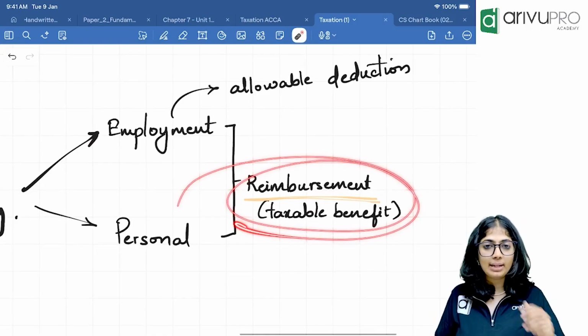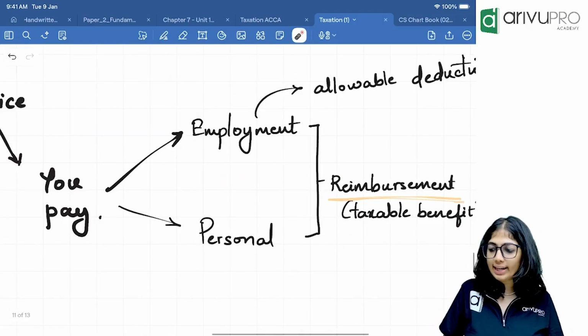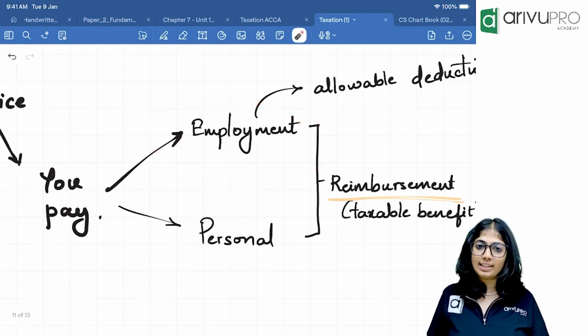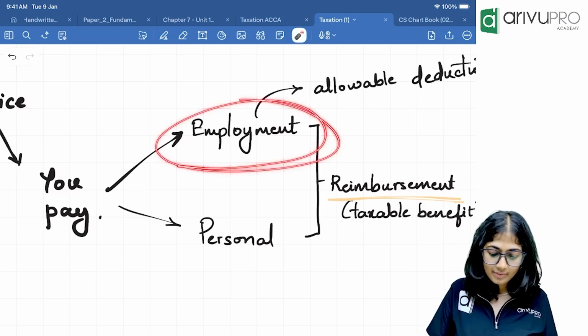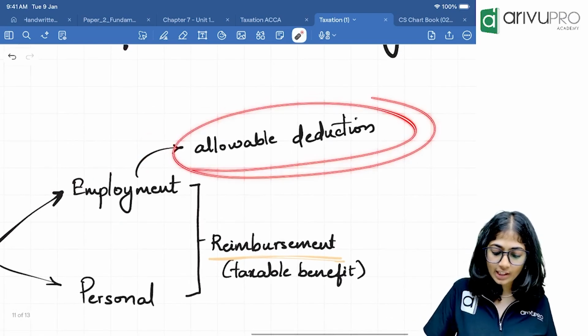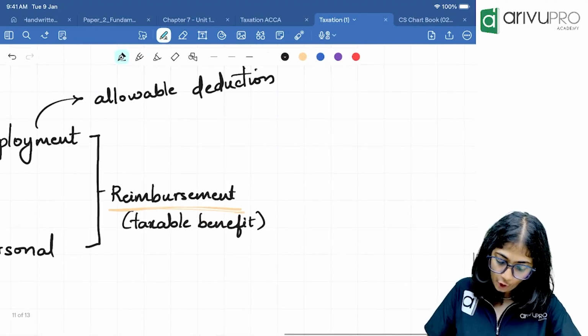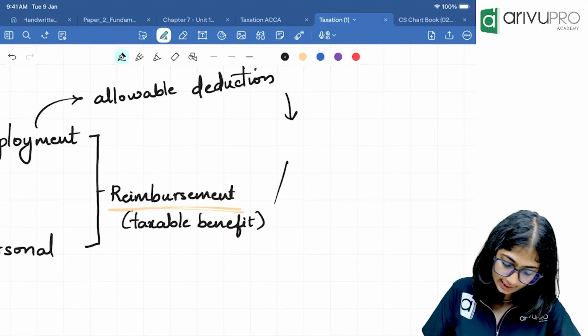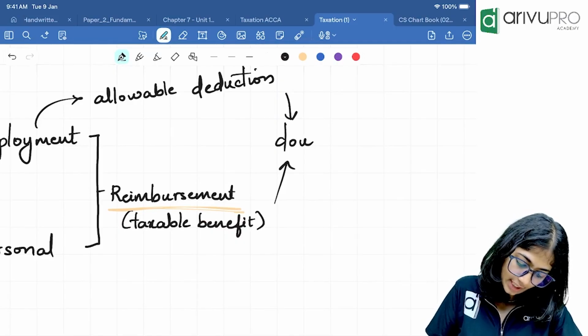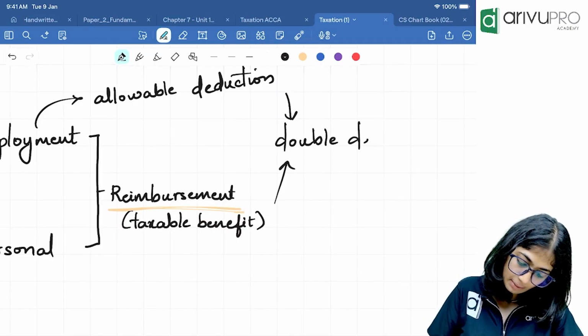It's a taxable benefit. But what you're going to do, hey, it is wholly, exclusively and necessarily WENP. Right? That's satisfying. So I'm going to claim an allowable deduction. The problem here is you're getting benefited twice. This is called double deduction or double counting.